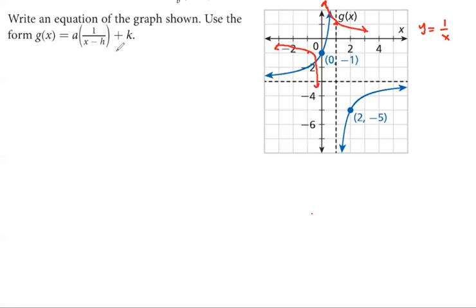So we are going to use the transformation effect of these parameters. The A is our vertical dilation, K is vertical shift, and H is horizontal shift, right? The asymptote of this graph was x equals 0, the number which makes the denominator 0.